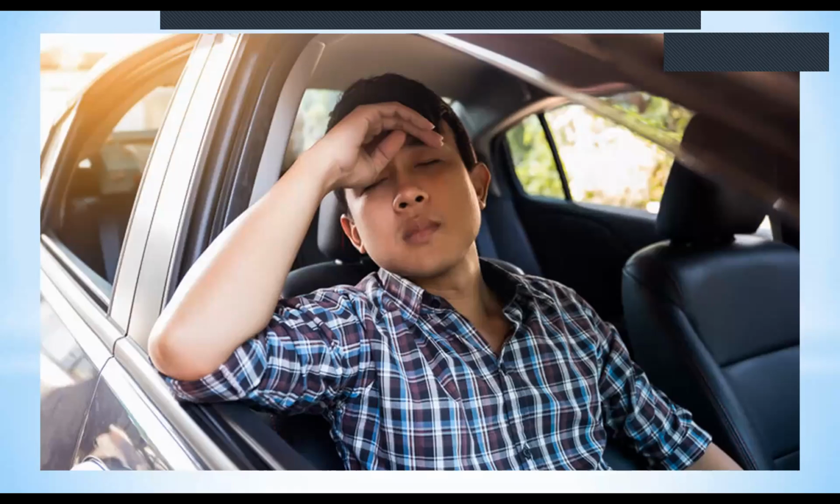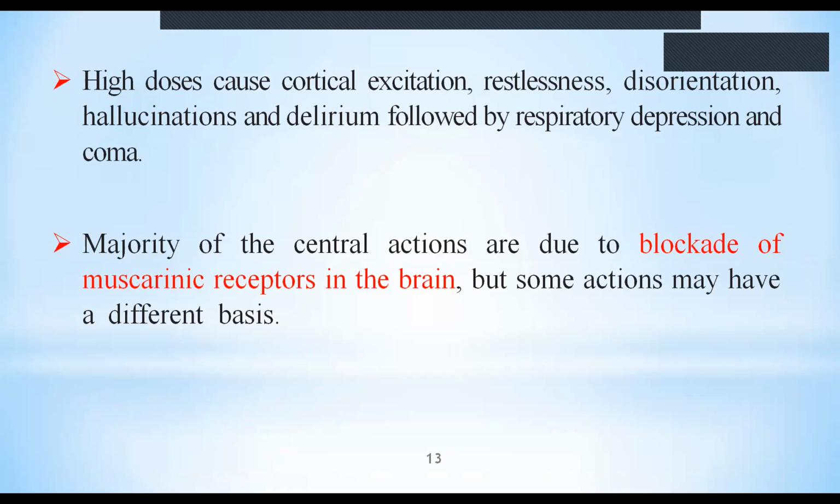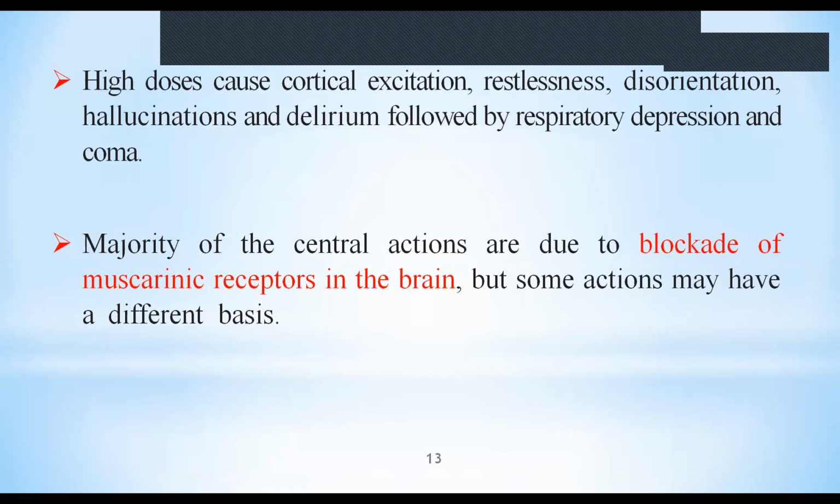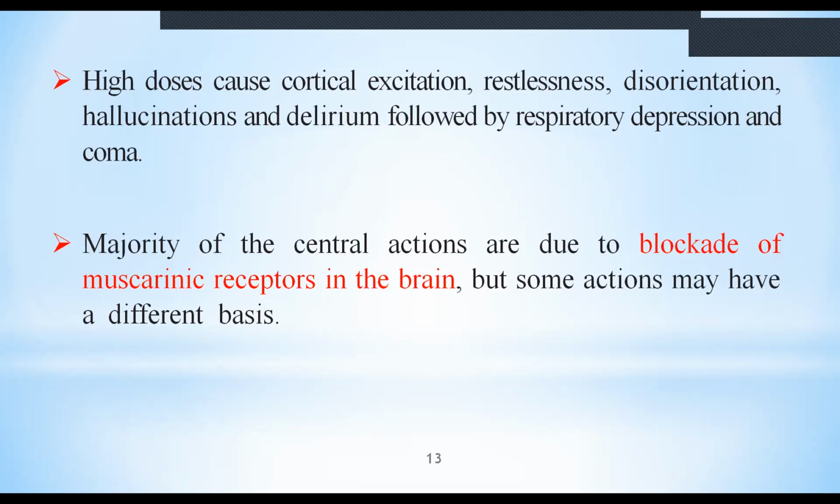High doses cause cortical excitation. If you administer atropine in high doses, there is restlessness, disorientation, hallucination, and delirium, because atropine sulfate in higher doses causes all these types of central nervous system activity. The majority of the central actions are due to blockade of muscarinic receptors in the brain, but some actions may have a different basis also, a little bit complicated action.